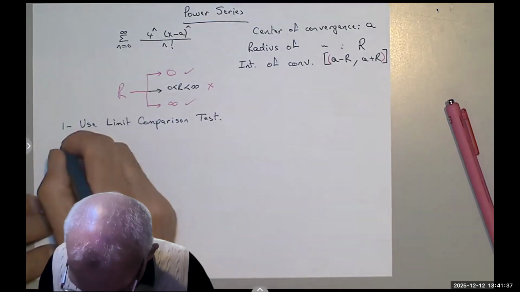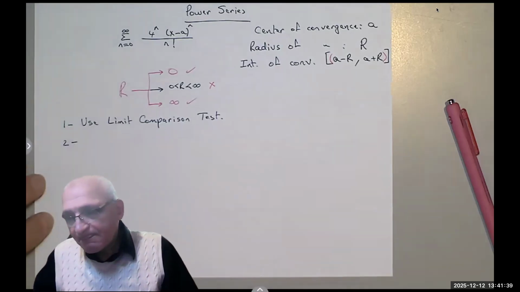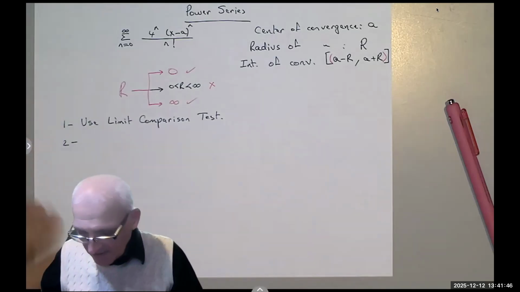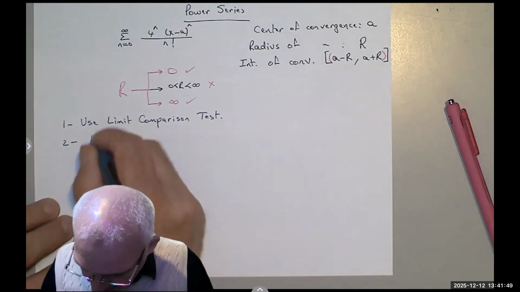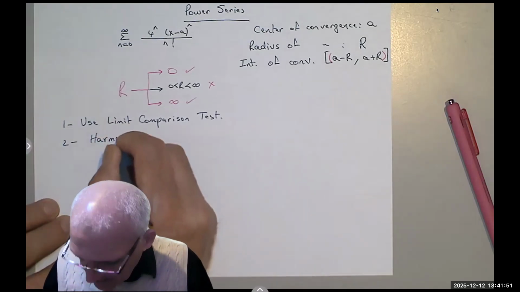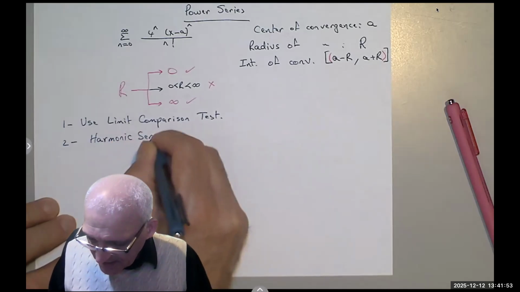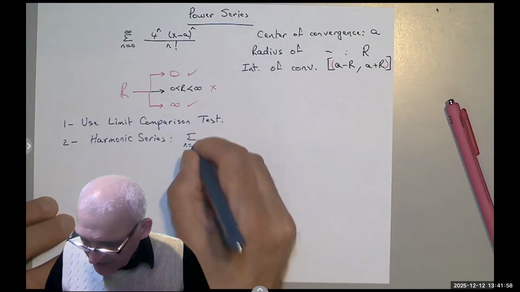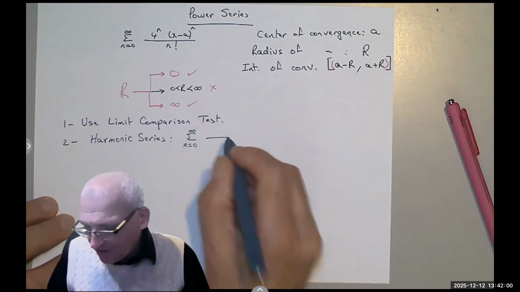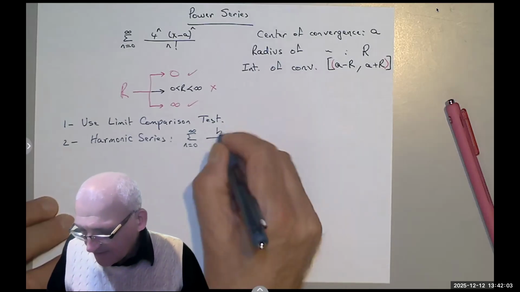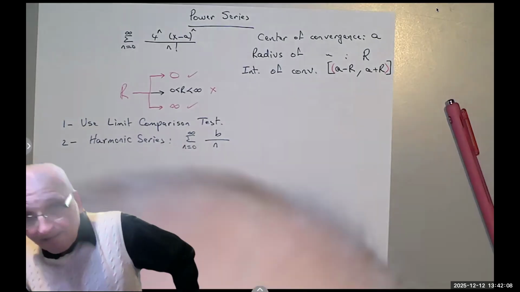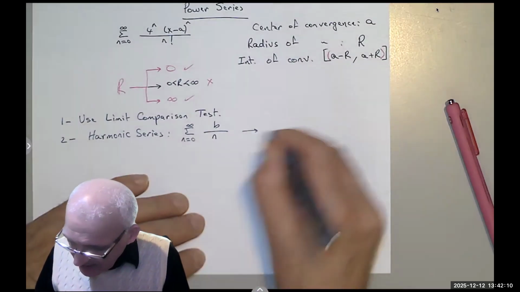The second thing you have to be careful of, one series that we may encounter a lot, it's called the harmonic series. And the harmonic series is this series, summation n going from 0 to infinity of some kind of any number here, let's call it b, over n. And this one diverges.